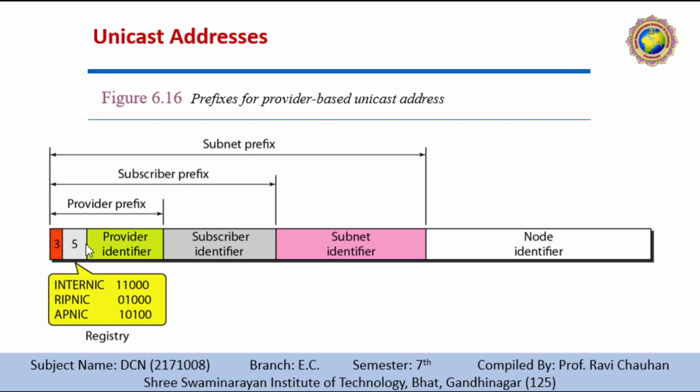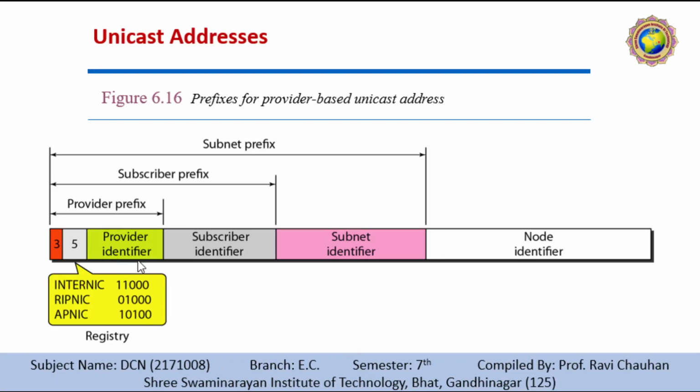Currently 3 registry centers have been defined over here. INTERNIC, code 11000, is the center for North America. RIPE NCC, code 01000, is the center for European registration, and APNIC, 10100, is for the Asian and Pacific countries.